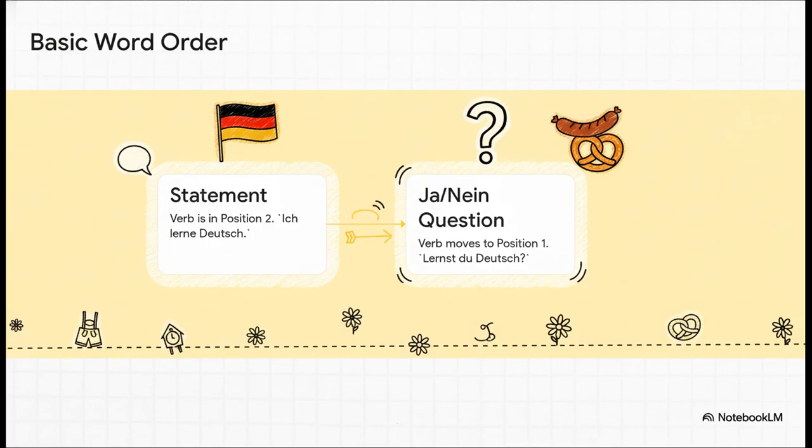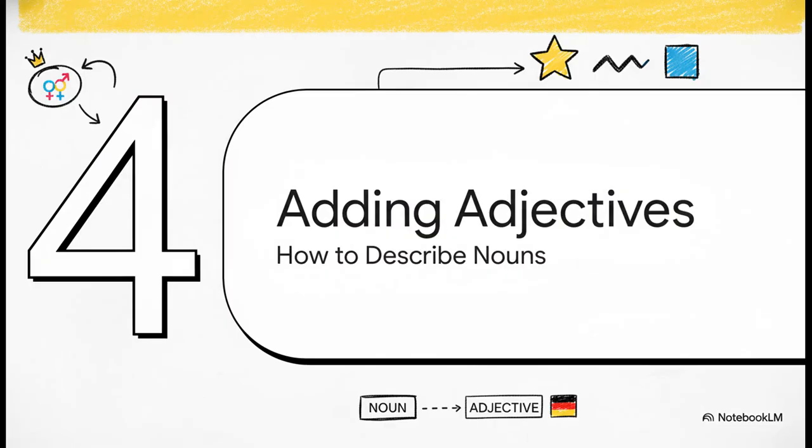In a normal statement, the verb is right there in spot number 2. Ich lerne Deutsch. I learn German. But what if you want to ask a yes or no question? It's easy. You just take that verb and slide it into the first position. Lernst du Deutsch? Do you learn German? See? The verb's position changes everything. Okay, our basic structure is up and running.